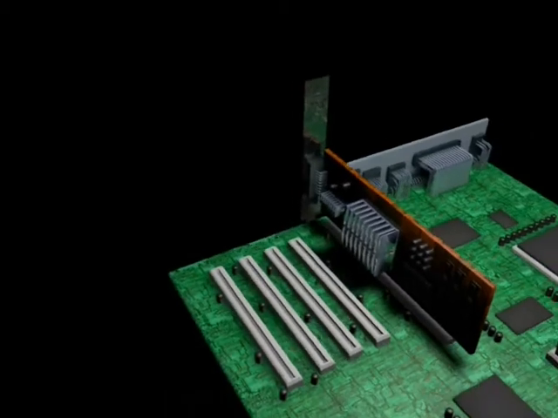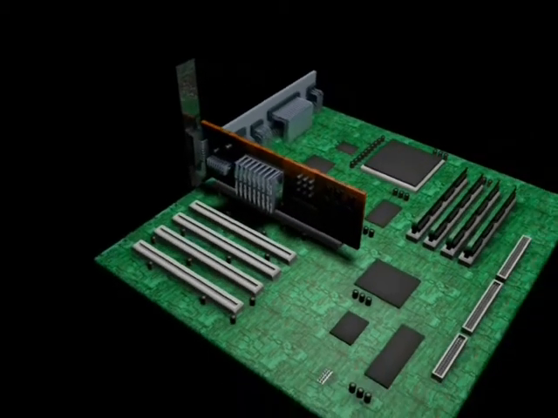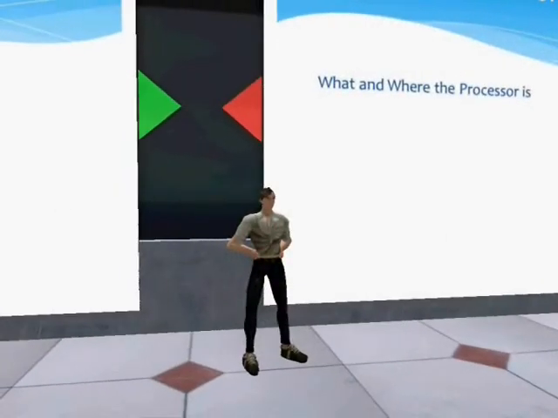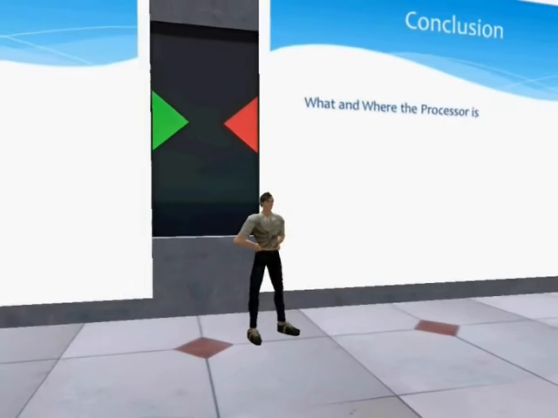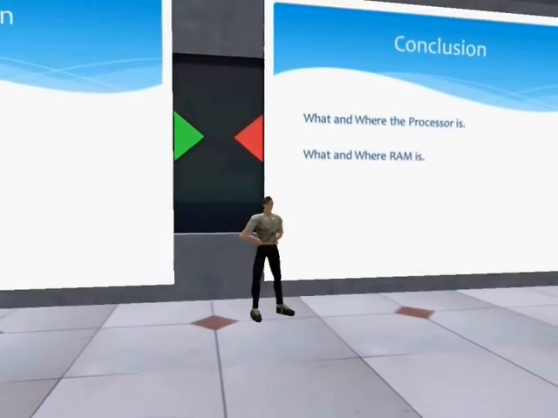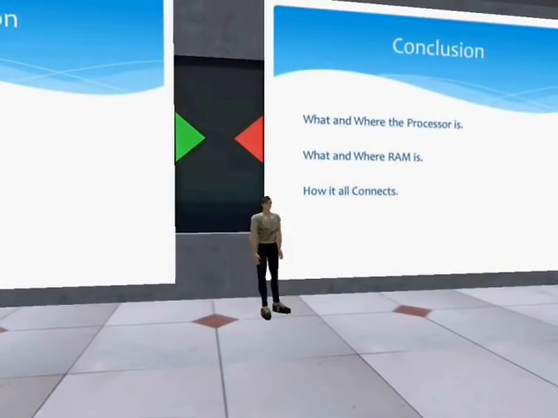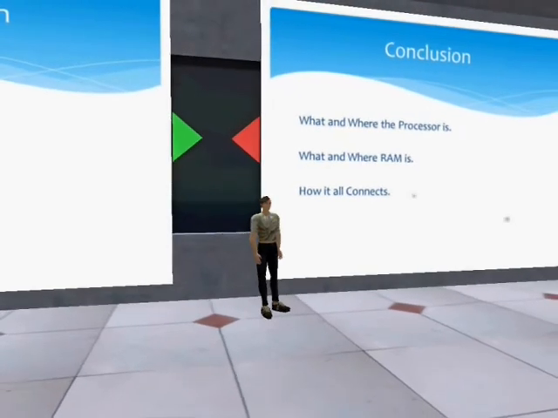This is the fetch execute cycle in a nutshell, as we fetched an instruction and executed it. In conclusion, we've just seen what the major parts of the computer are and what each part does when you run a program. We've seen what and where the processor is, what and where RAM is, and how it all connects. We've also seen what the computer is doing at what part of the program.